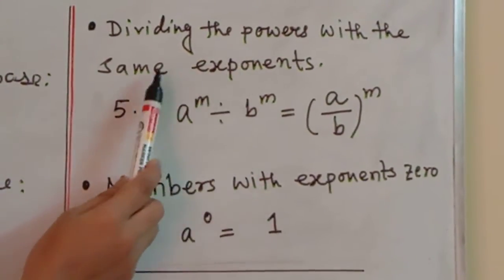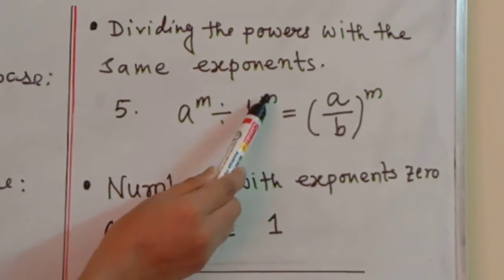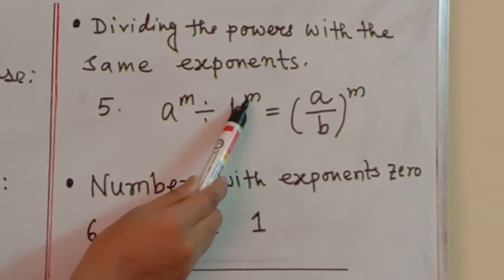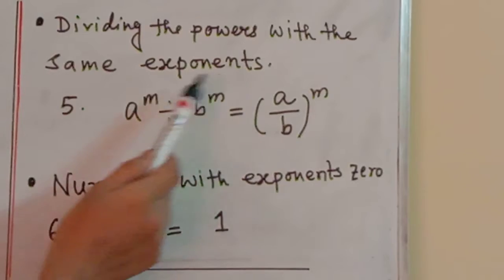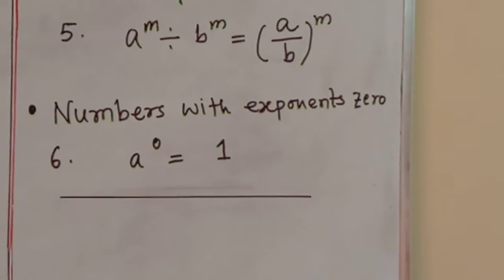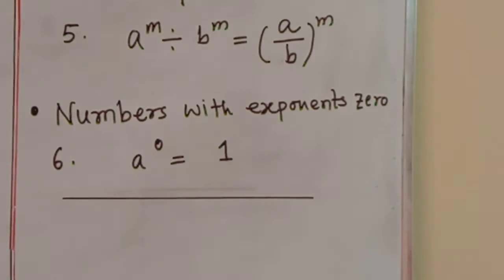Next, dividing the powers with the same exponents. A to the power m divided by b to the power m. Bases are different, powers are same. So it is a by b whole to the power m.